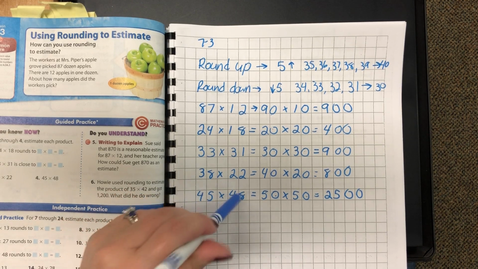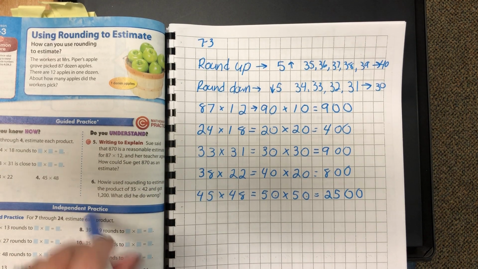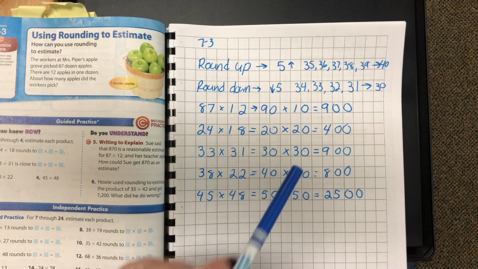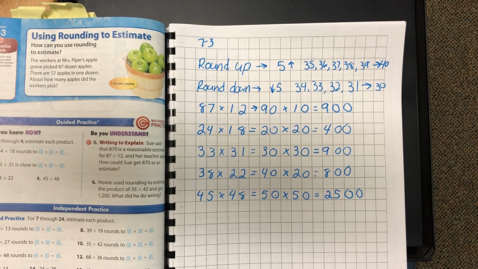So you just have to pay attention to the two numbers you're given and estimate each product by rounding each one to the nearest 10. We are not dealing with hundreds. We will not be rounding to hundreds. It's only rounding to the nearest 10.